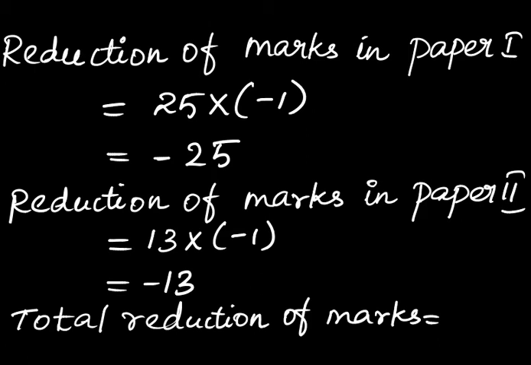So to find the total reduction of marks, add the value of paper 1 and paper 2. Paper 1 value is minus 25 and paper 2 value is minus 13. And when you add these two, we'll get minus 38.